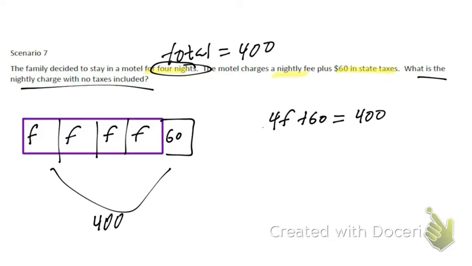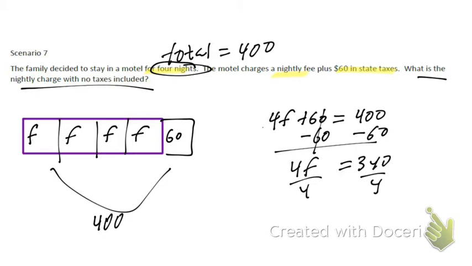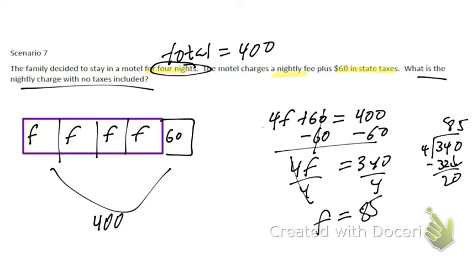So real quick, solve for F here, subtract 60 from both sides. Got 340. And 4F on the left side, divide both sides by 4. F is, I don't know off the top of my head. Alright, 85. So that means the nightly fee is $85.